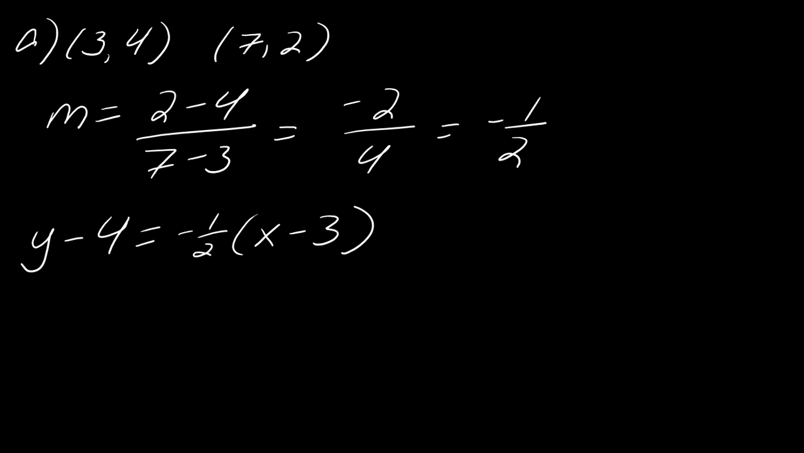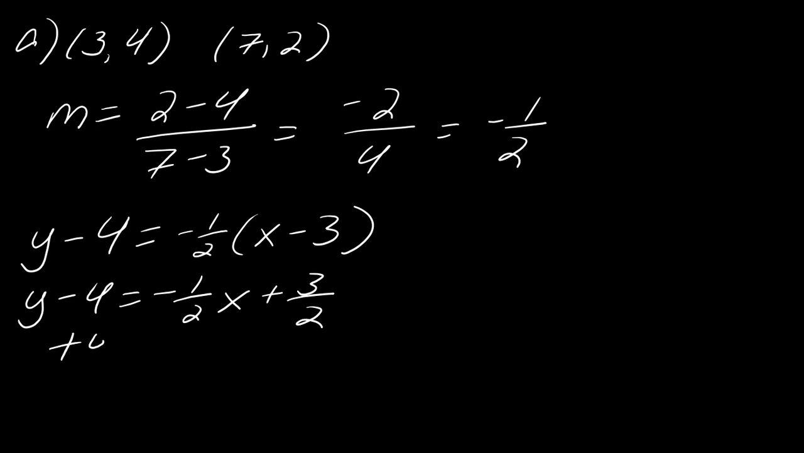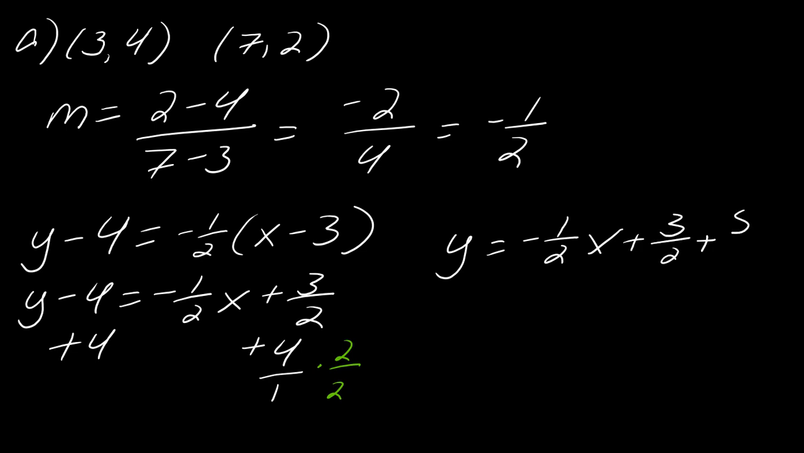And from here, now I need to get this in slope-intercept form. So I can go ahead and distribute that negative 1/2. And then I can do a little more practice with fractions again. So I'm going to add 4 to both sides. But remember that 4 is technically over a 1. And then I just want to convert this to a fraction over 2. So I'm going to multiply the top and bottom by 2. So this whole thing becomes negative 1/2 x plus 3 over 2 plus 8 over 2. So my final answer will be negative 1/2 x plus 11 over 2.